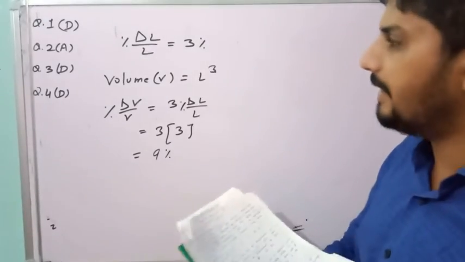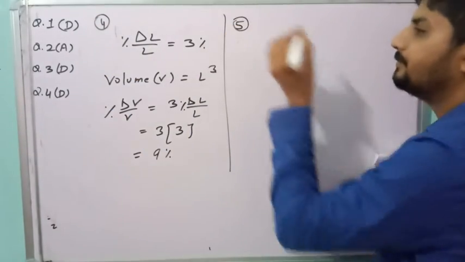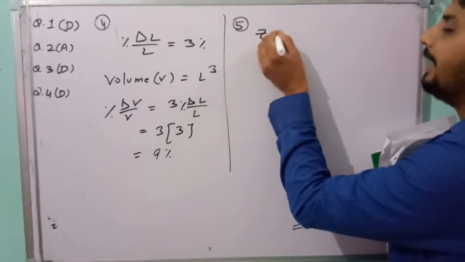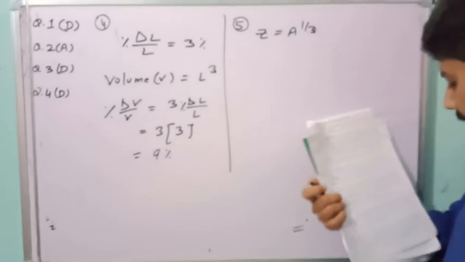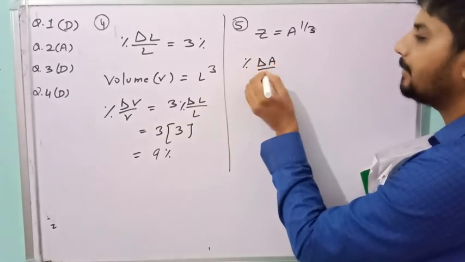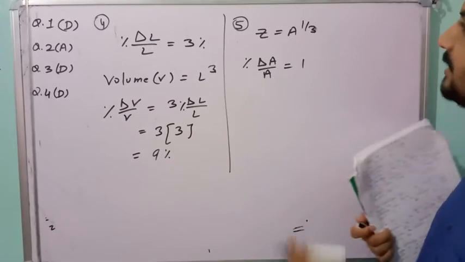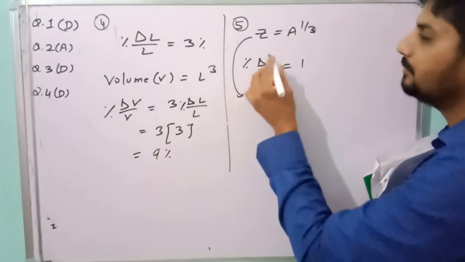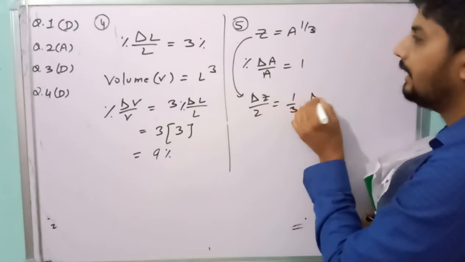Okay. Question number 5 is very easy. What is given to you is Z equals A raised to power 1 by 3. And he asks you that if the percentage error in A, delta A by A, is given as 1%, then what is the percentage error in Z? So you know that the power comes in as a multiplier. So if I want to find out the relative error in Z, I can write delta Z by Z is equal to 1 by 3 times relative error in A.